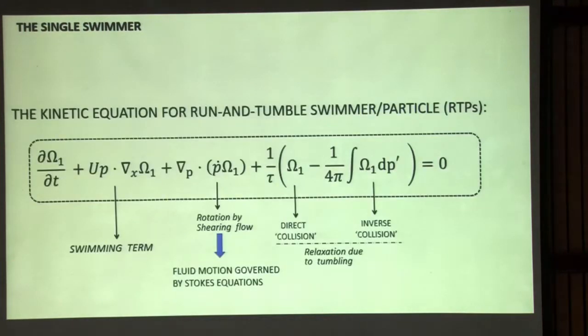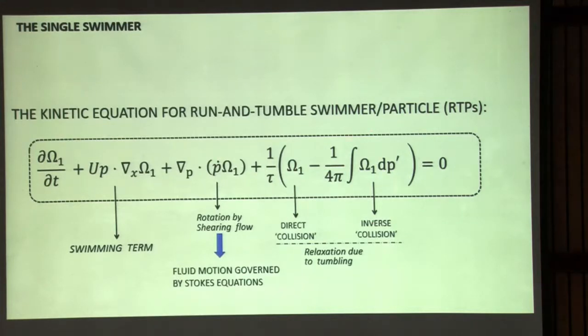So if you want to write down a kinetic equation for the probability density governing run and tumble dynamics, that's the equation. The omega 1 is a function of the position and orientation of the swimmer and time. It evolves due to swimming. It's convected with the swimming velocity. And there would be an additional term if there is a flow, either imposed or due to other swimmers. The swimmer has an orientation. It's going to be turned by the velocity gradient, either imposed or due to other swimmers.